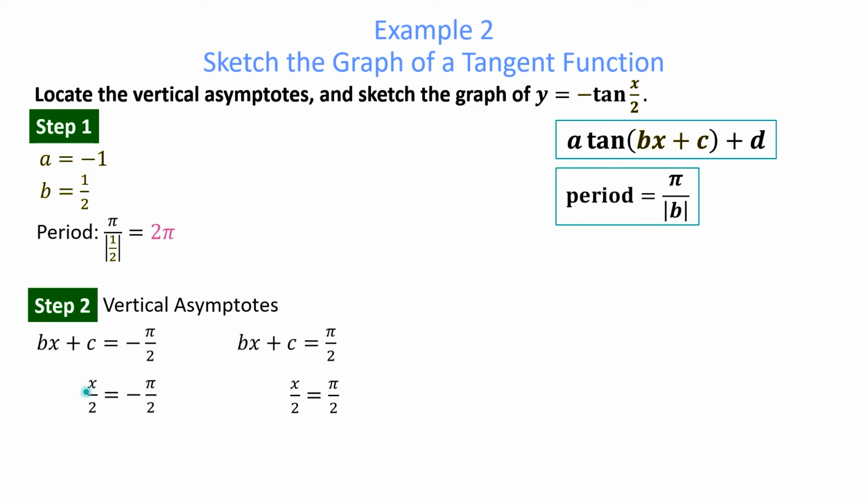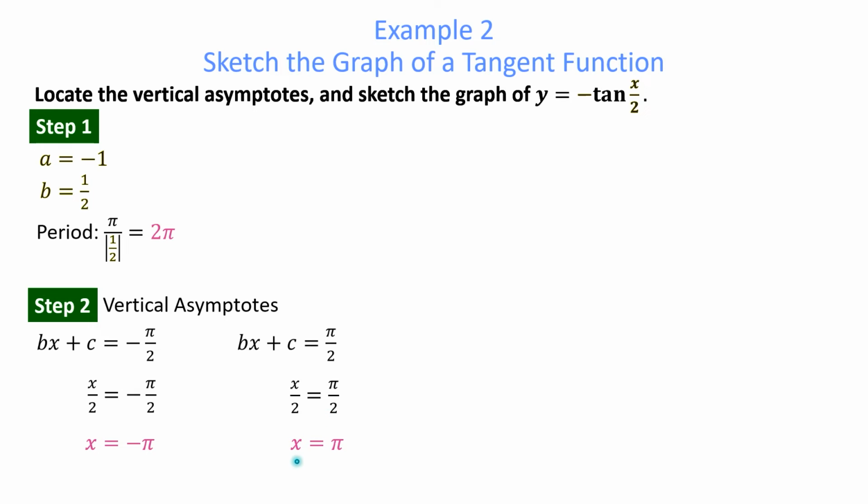Now, to isolate this x term, I need to multiply both sides by 2 to give me the following, x equals minus pi. And to isolate this x term, I'll multiply both sides by 2 again to give me the following, x equals pi. So these are our two consecutive vertical asymptotes.